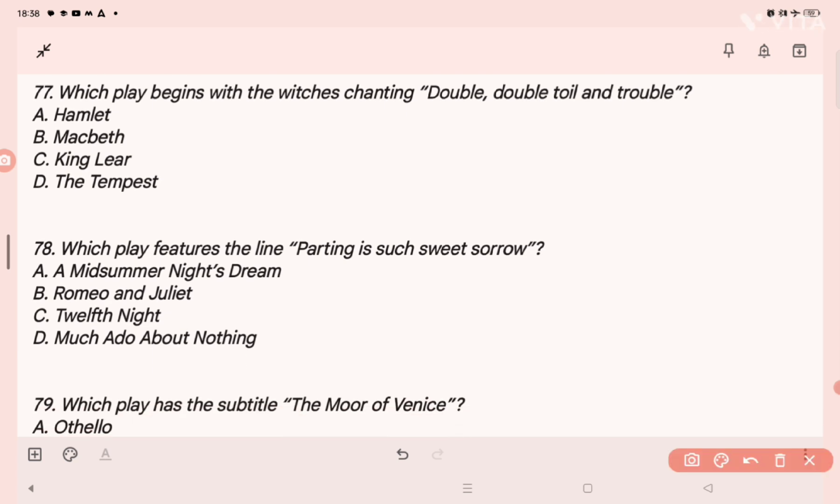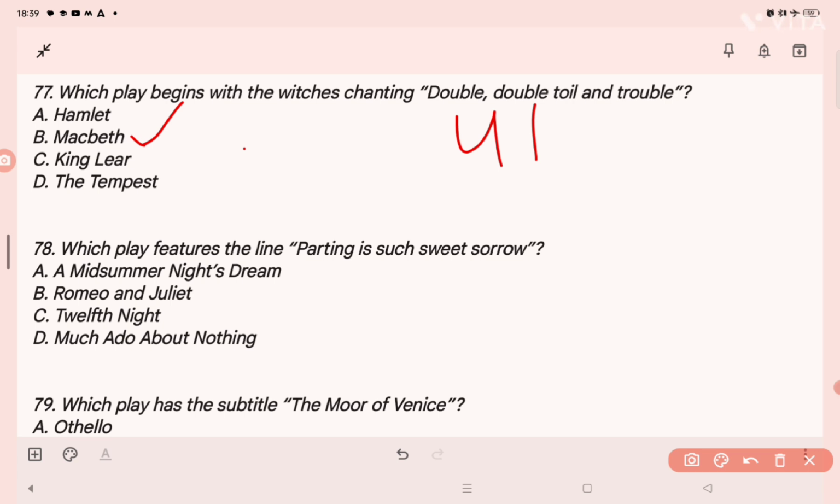Which play begins with the witches chanting "Double, double, toil and trouble"? Option B. Macbeth. The witches chant this line in Macbeth's Act 4, Scene 1, setting the tone for the supernatural elements in the play.